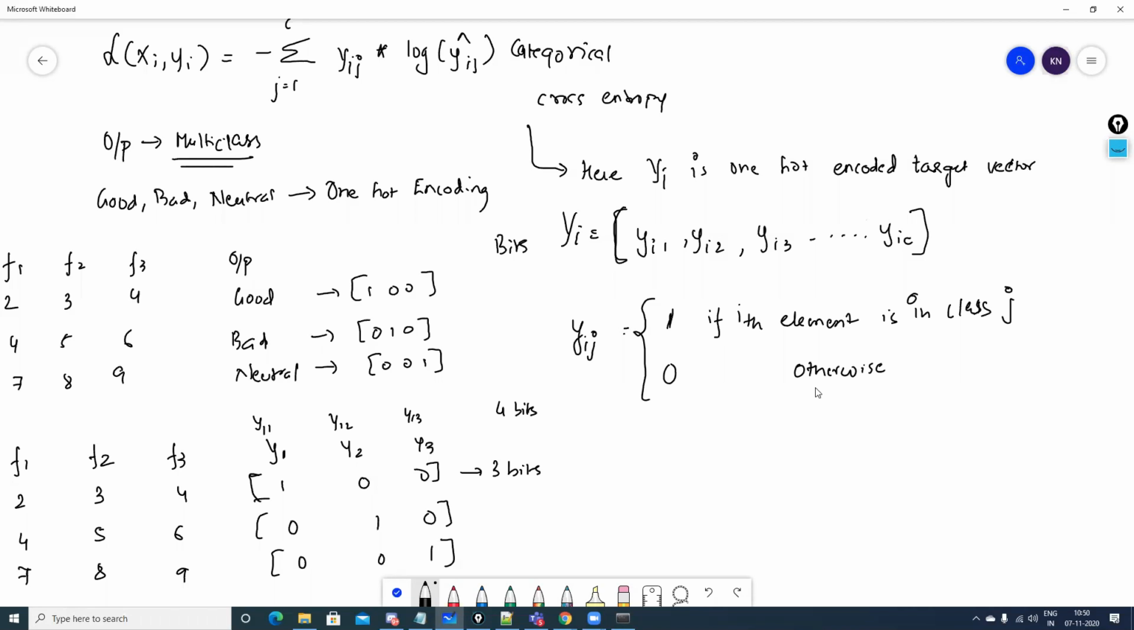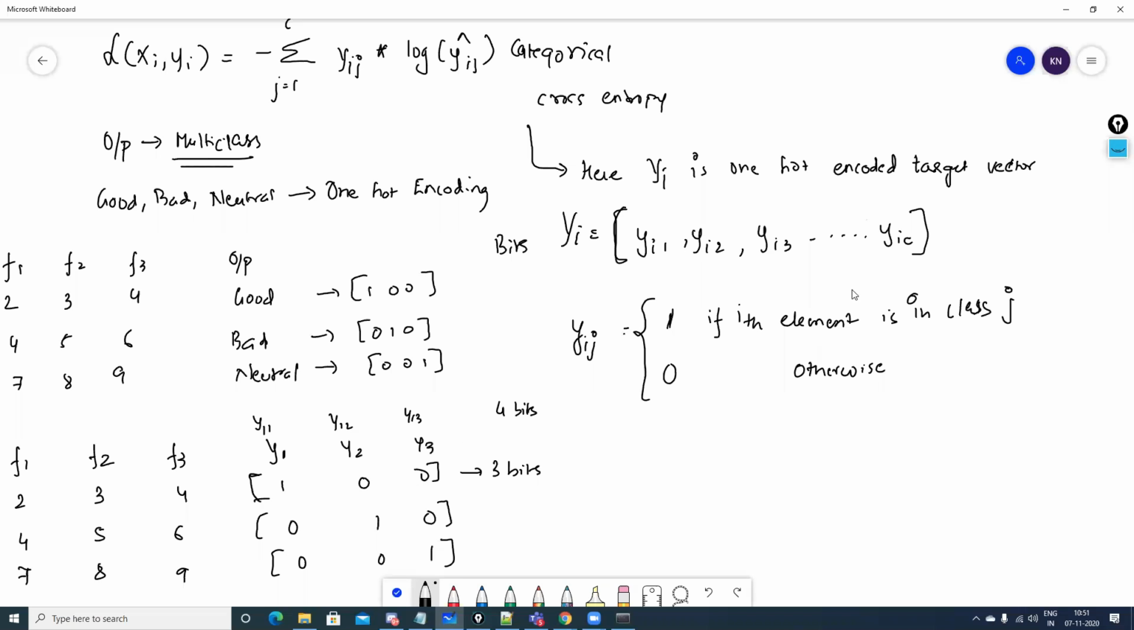What is this? We are just trying to specify what yi of j will be. When yi of j is 1, that basically says this particular output belongs to this class. Otherwise, it does not belong to that class. So over here, I've written the first one as 100, then 010, 001. This is what it indicates. If this element belongs to this class, it is 1. If it does not belong to this class, it is 0.